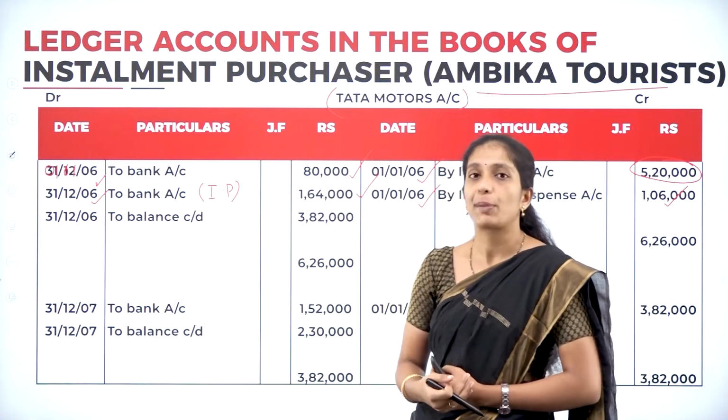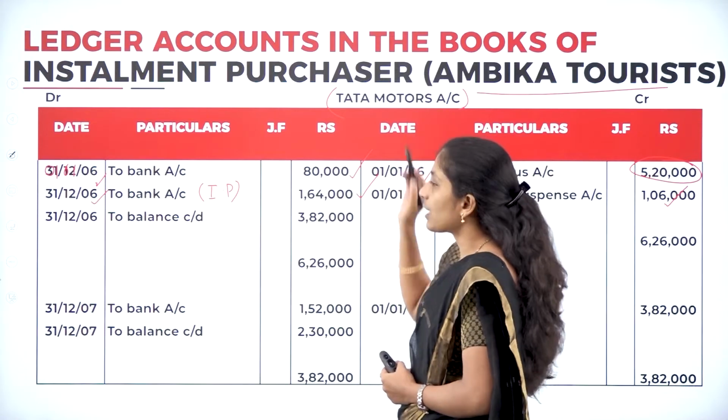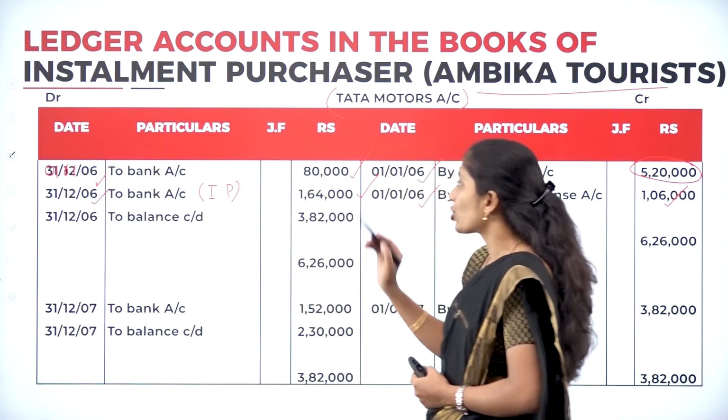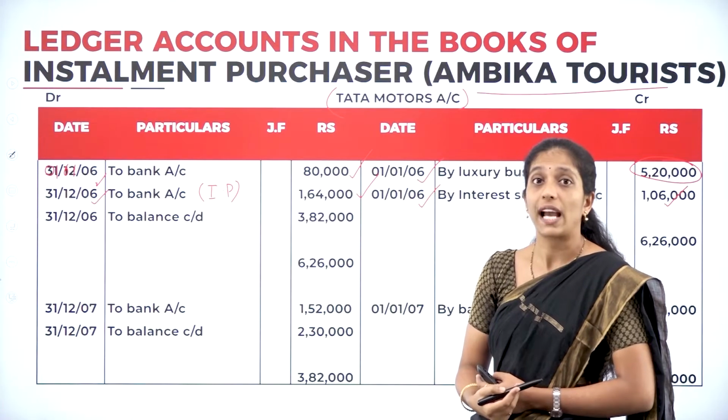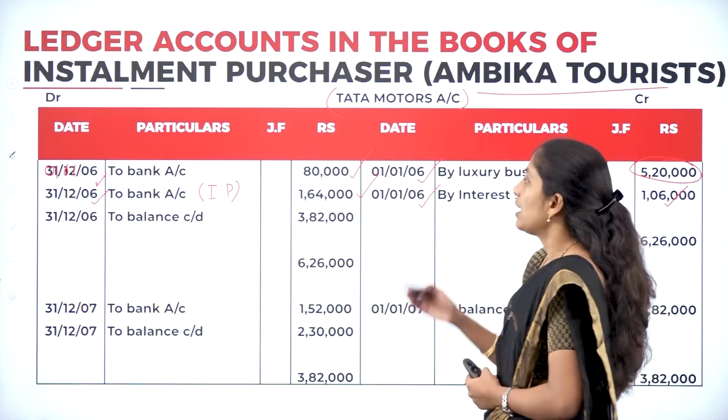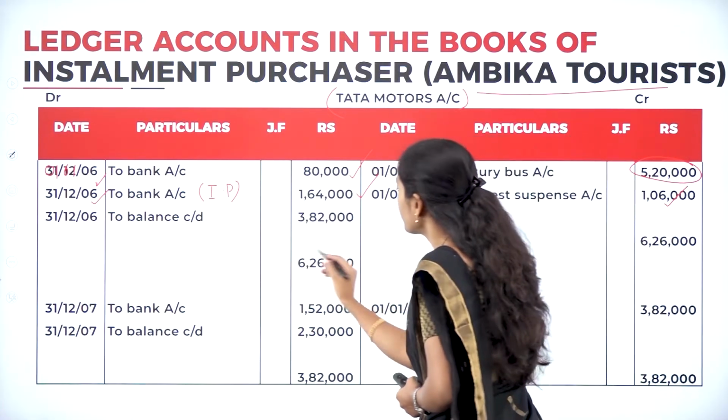Next is for installment paid. So what is the entry? Tata Motors account debit to bank account. So 1,64,000. So we have made the first installment. Now balance both the sides.